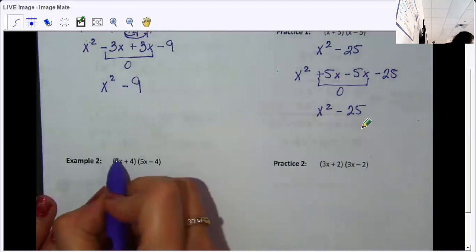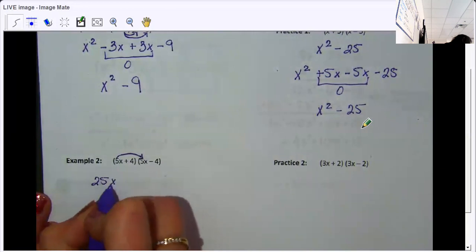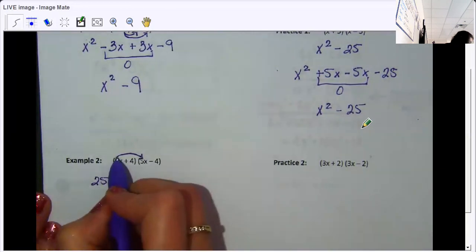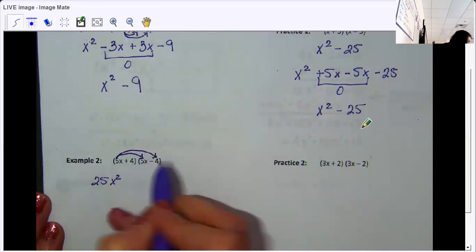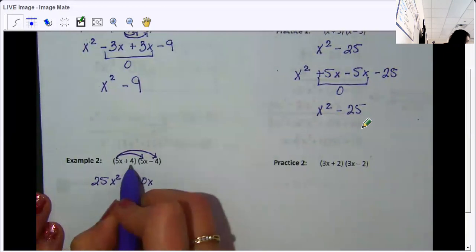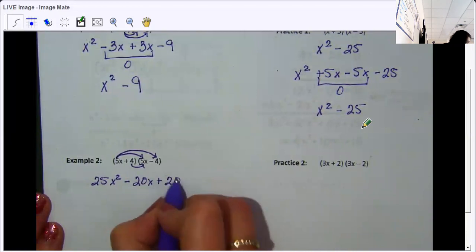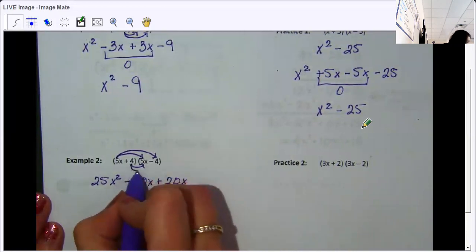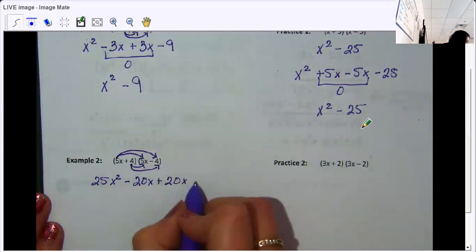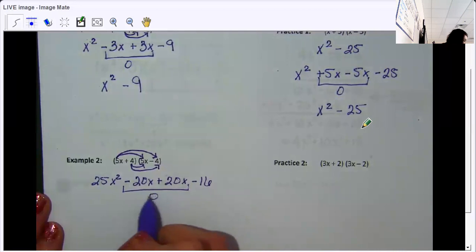Okay, we're going to multiply our first two terms. That's the F in FOIL, and you get 25x squared. You're going to multiply the two outer terms. That's the O in FOIL, and you get minus 20x. You multiply the two inner terms, and that's the I in FOIL, and you get plus 20x. And then you multiply the two last terms, that's the L in FOIL, and you get minus 16. And again, these two middle terms cancel out, so you're left with 25x squared minus 16.